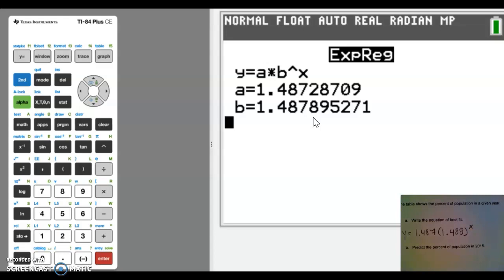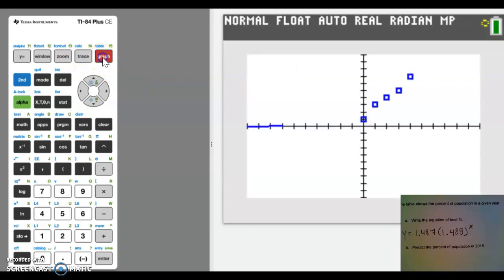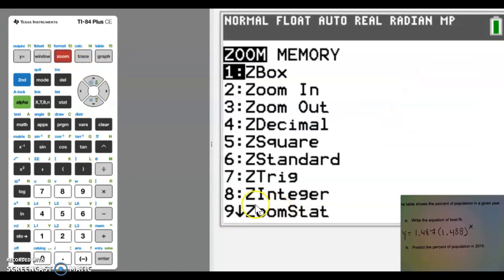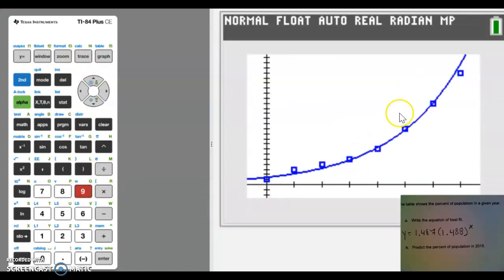Okay, and I should have graphed it beforehand. I just forgot, but I'm not going to go back and re-record. So I'm just going to go ahead and graph it. But don't forget, if you graph it right now, it's not going to fit your data. So you can graph it. It may or may not be on the screen, but you always want to press zoom, and I want to have that zoom stat. So press zoom 9, and then it's going to fit perfectly on your screen.